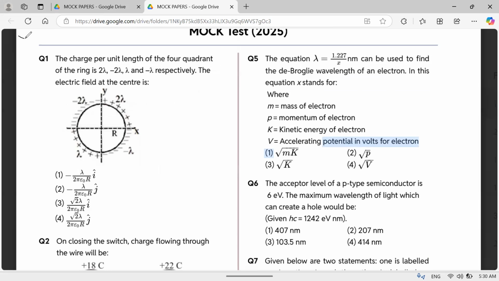The equation lambda is equal to 1.227 by x nanometer is used to find the de Broglie wavelength of electron. In this equation, x stands for: m is mass of electron, p is momentum of electron, k is kinetic energy, and v is accelerating potential. What will be the answer? Fourth option, sir. Direct formula. Root of v, you remember the formula, right? Lambda is equal to 1.227 divided by root of v. Isn't it for electron? This is the standard formula. So root v. Very good.